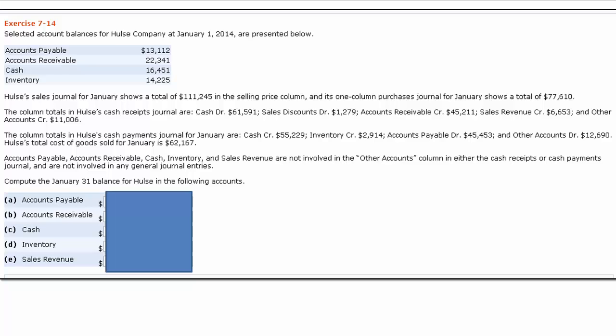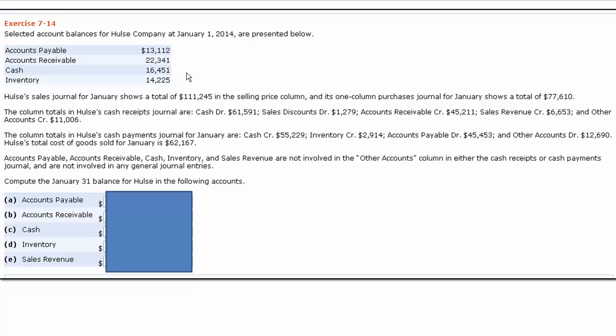Okay, hi everyone. Let's look at exercise 7-14 that you can see on the screen. This problem is essentially going to ask you to read some information about the accounts of the Hulse company, and then you've got to compute the January 31st balance for 5 accounts: accounts payable, accounts receivable, cash, inventory, and sales revenue.